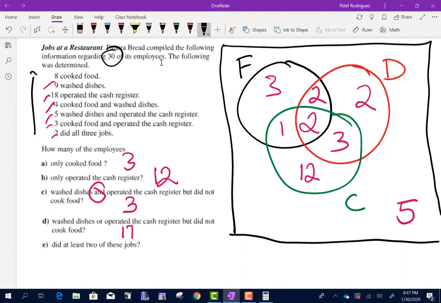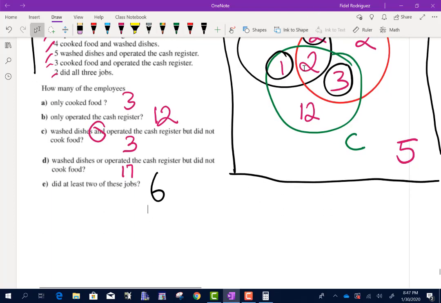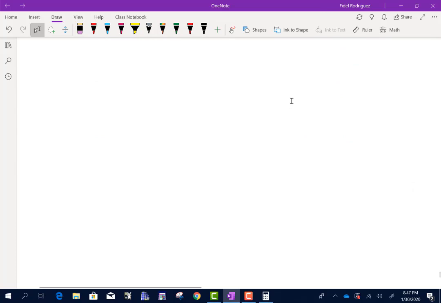And then if you remember, guys, what says at least 2 of these jobs would be this one, and this one. So 3 and 2 is 5, and 1 more is going to be 6. And that, my friends, is 2.5. That's our last problem. See, scroll down. There's nothing there.